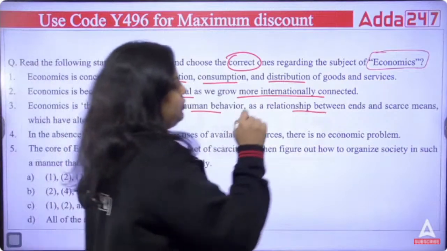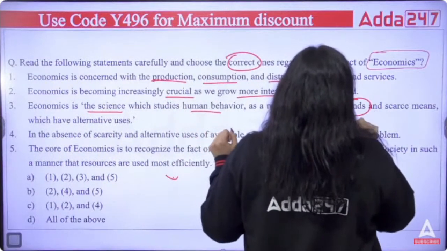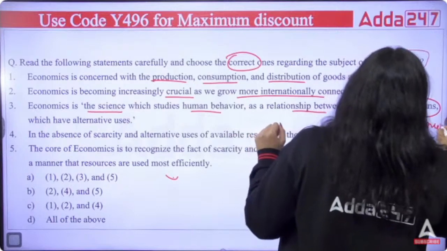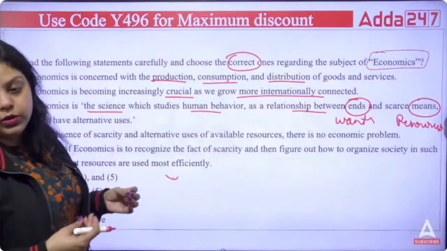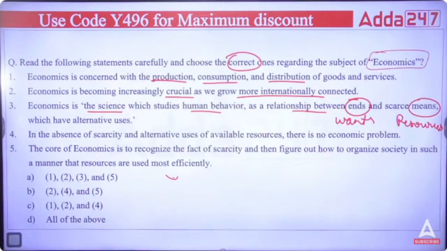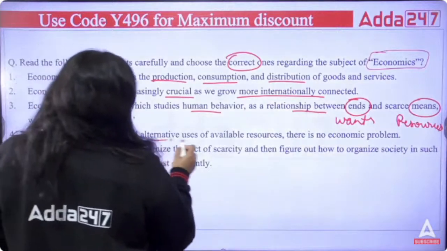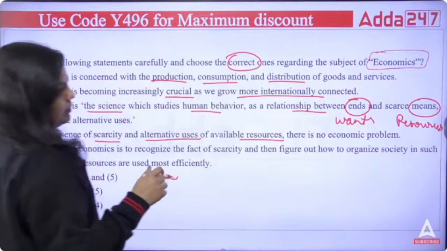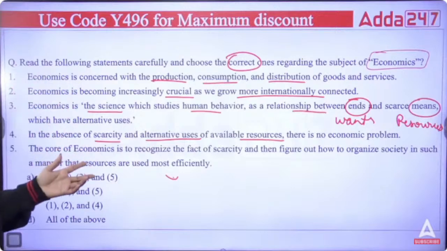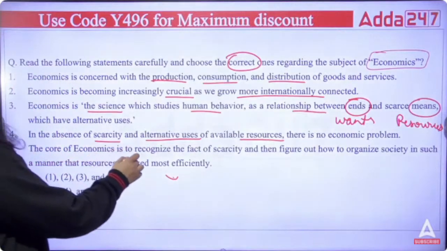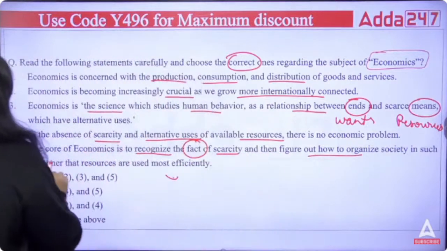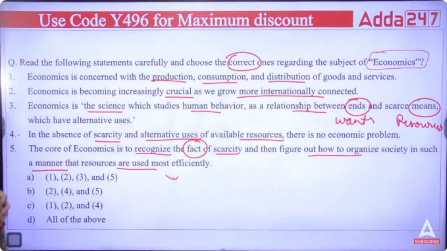Which have alternative uses. When it comes to the ends, it means wants. And when it comes to means, it means resources. So do remember, whenever you find the word means, you are talking about resources, and ends means the wants of human beings. Next we have, in the absence of scarcity and alternative uses of available resources, there is no economic problem. Like if there is no scarcity and alternative uses of resources, then there will be no economic problem in the country. Then the core of economics is to recognize the fact of scarcity and then figure out how to organize society in such a manner that resources are used most effectively.